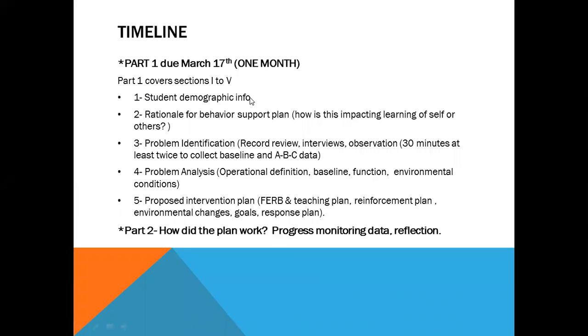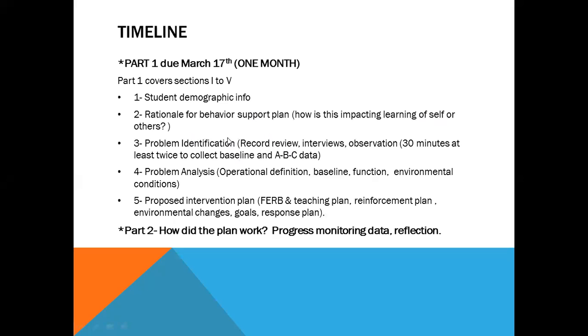Section 1 is just the student demographic information. Who are they? What grade are they in? What's their disability? Section 2 is the rationale for the behavior support plan. So if it's a brand new behavior plan that we're putting together, why do they need it? How is it impacting the learning of themselves or the peers around them? If they already have a behavior plan, your rationale might include some evidence that the behavior plan isn't working, and then also how the behavior is impacting the learning of self or others.